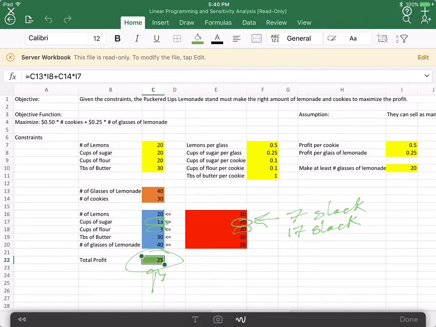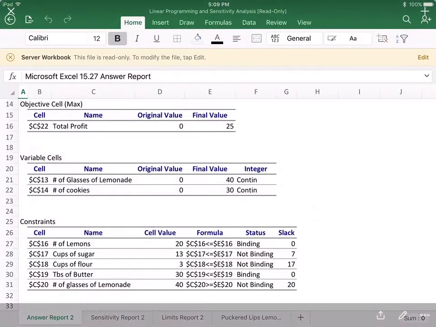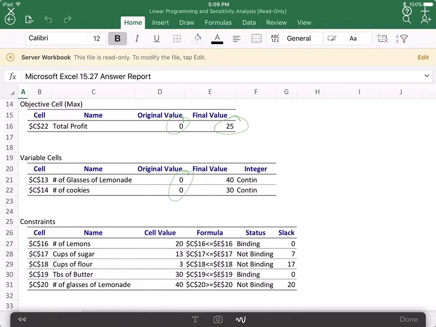And so let's just jump into the reports that Excel produces for us. This first report that Excel produces is called the answer report. And you see here, it's just reporting, this is our total profit. This is the value we started out with before Excel solved it. So you can just pretty much ignore these unless you're really interested in that, because you probably already know what you started out with. And then here's your final number of glasses of lemonade and number of cookies.